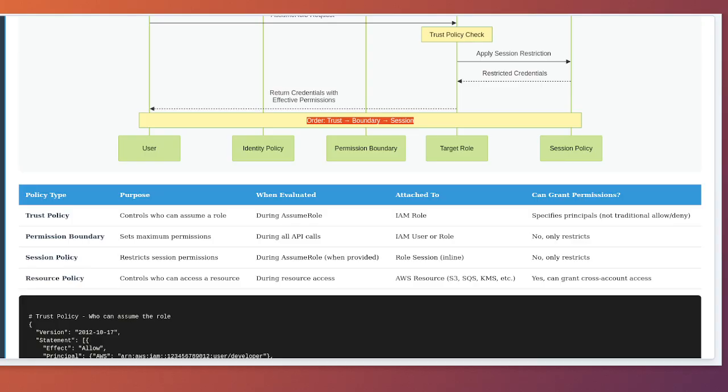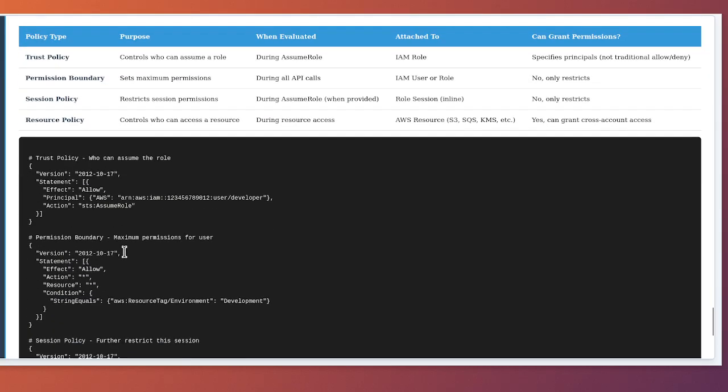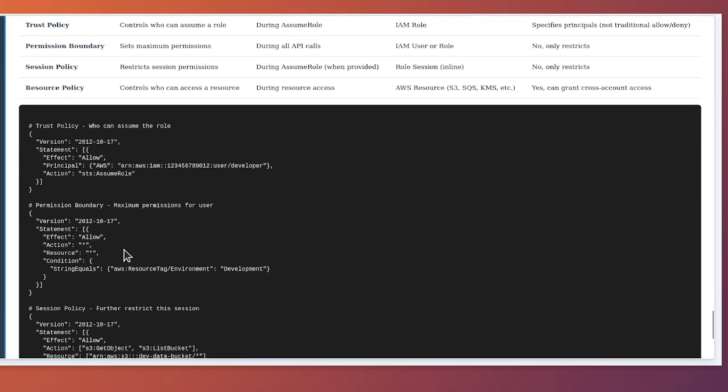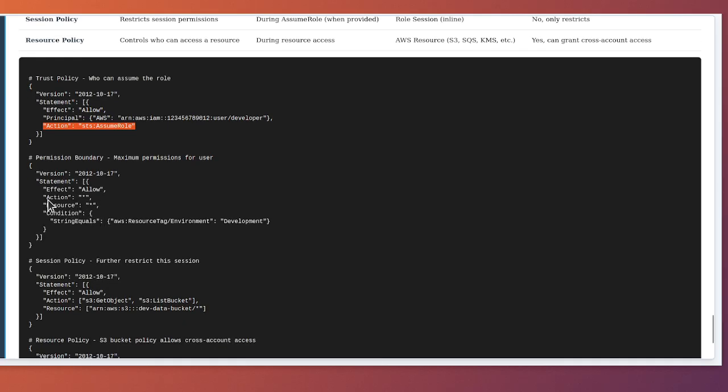The code example at the bottom shows all 4 mechanisms in one scenario. The first block is a trust policy on a role, allowing a specific IAM user to assume it. The principal field specifies the user ARN, and the action is sts:AssumeRole. The second block is a permission boundary limiting a user to only development resources using tag-based conditions. The condition block uses StringEquals to check that resources have an environment tag with value development.